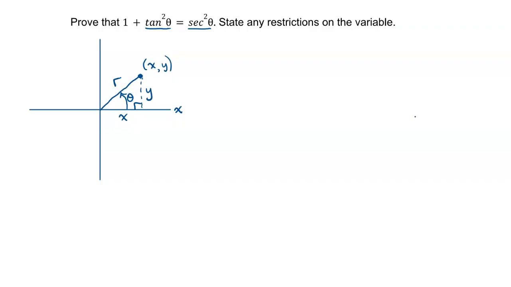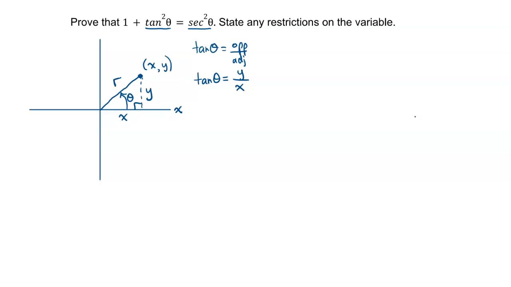And what we can do here is we can say, well, tan, we know that tan is going to be the opposite over the adjacent. And so because tan is opposite over adjacent, part of SOHCAHTOA, that means that tan of the angle is going to be equal to y over x. So that's the first thing to keep in mind.